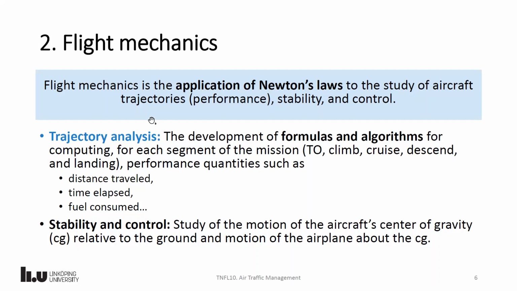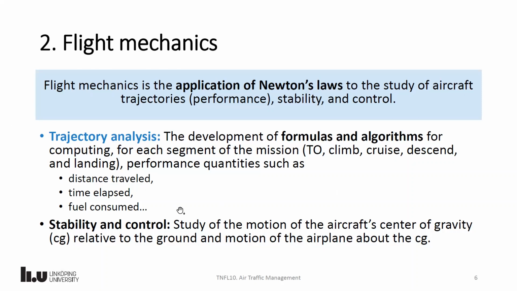And there are two main parts of flight mechanics. I'm going to start with the second one. The second one is stability and control, which is the study of the motion of the aircraft center of gravity relative to the ground and to the motion of the airplane. So this one is not so important for us. This is important for designing the aircraft and such. But what is important for us in trajectory optimization is the trajectory analysis.